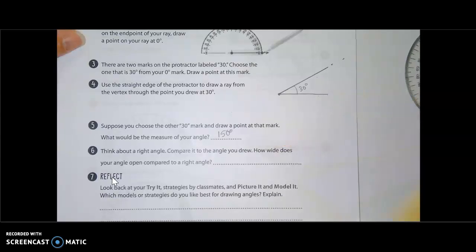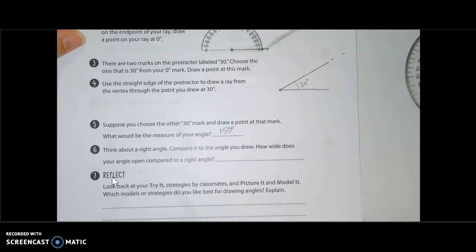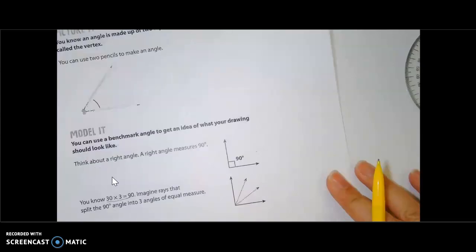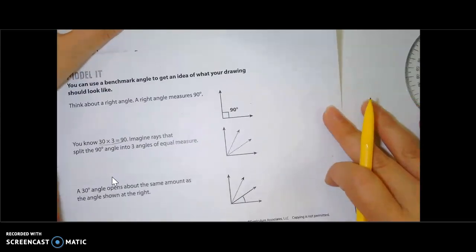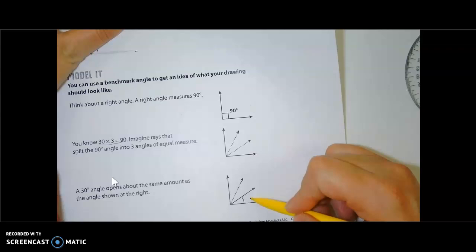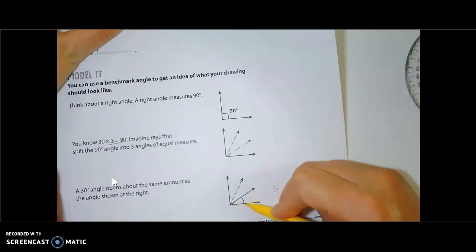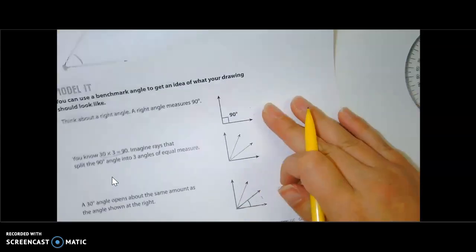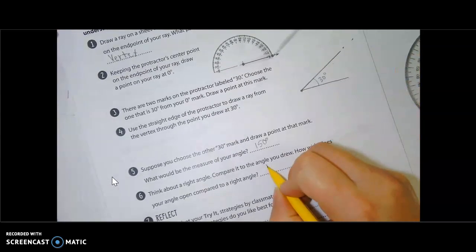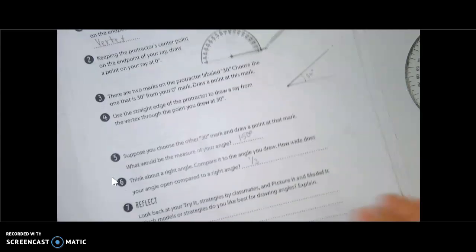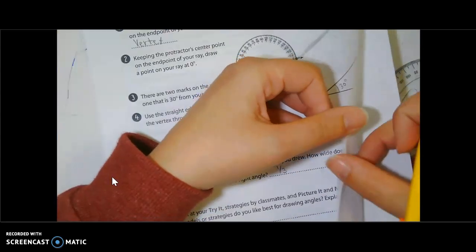Think about the right angle. Compare it to the angle you drew. How wide does your angle open compared to a right angle? So when we go back to this right angle here, and we are drawing a 30 degree, how many 30 degrees did we have? We had 3 of them, right? And we are drawing 1. So we have an opening that is 1/3 of the 90 degrees. I didn't make anyone do the reflect, so now we're moving on to the apply.